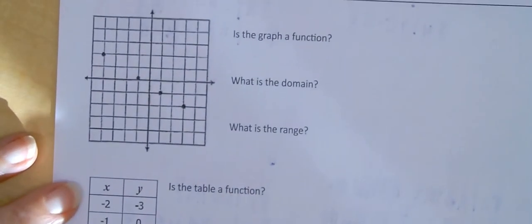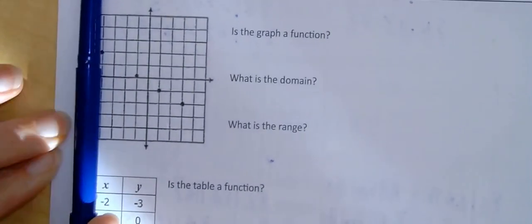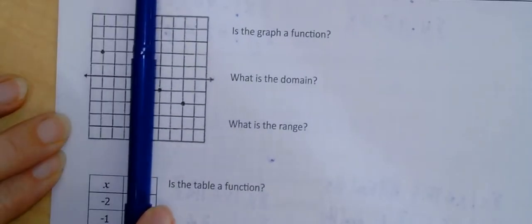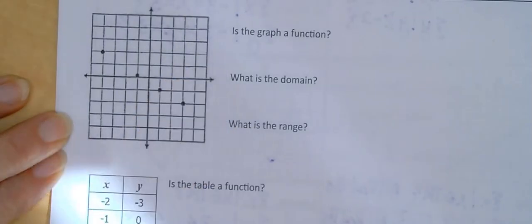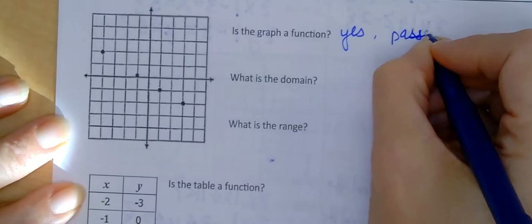Okay, so a little bit more kind of review here. These are discrete points again, so is this graph a function? I'm giving myself a vertical line test. I only hit one dot each time with my vertical line, so I say yes, because it passed the vertical line test.